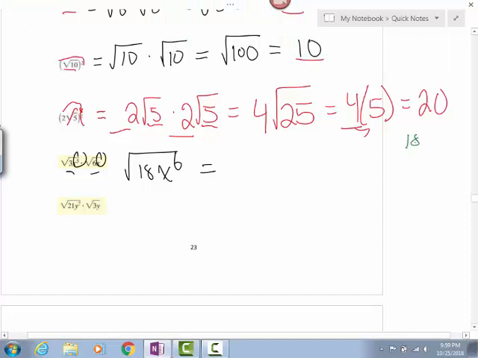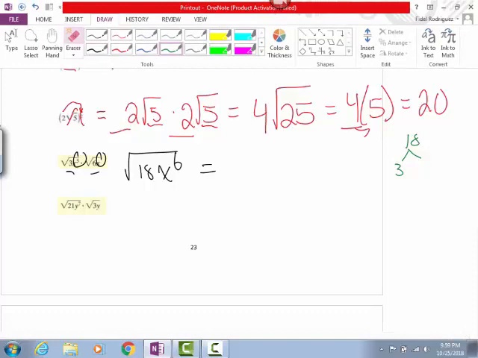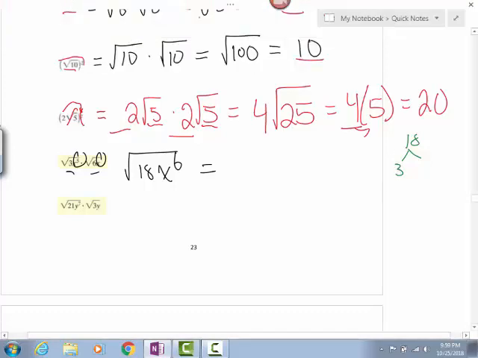So 18, I'm going to think of that as, let me erase that real quick. Let's see, here we go. Why is it not erasing? Okay, here we go.